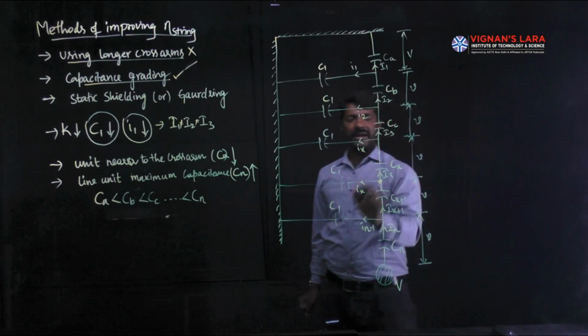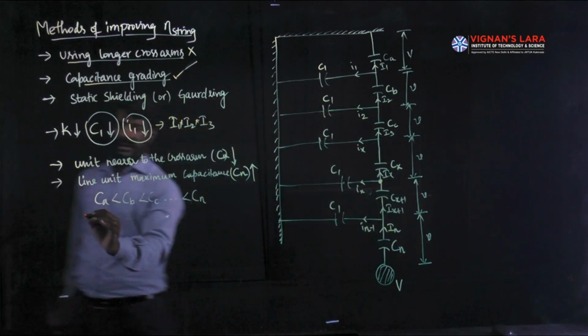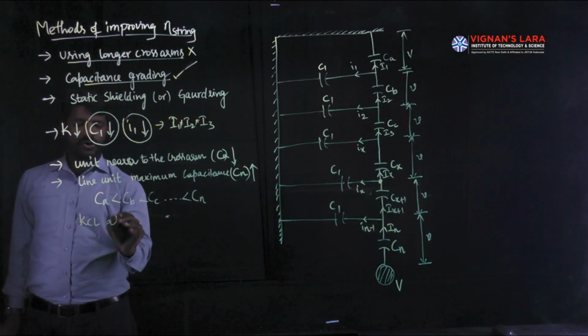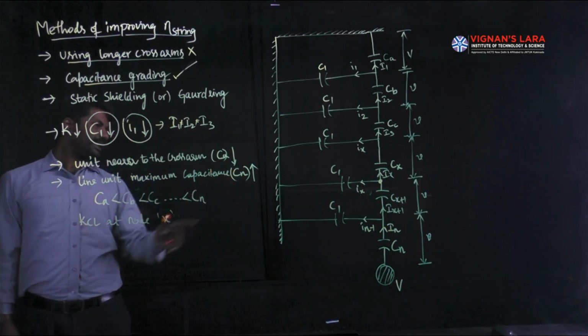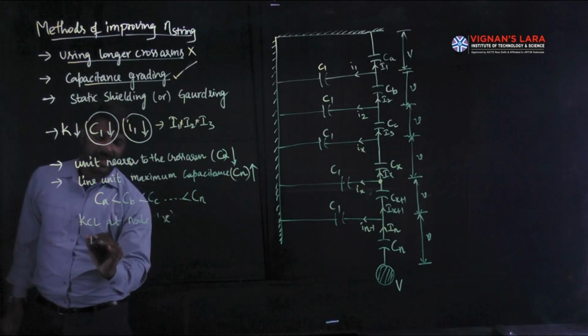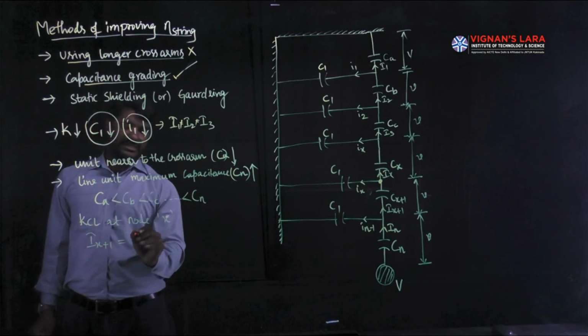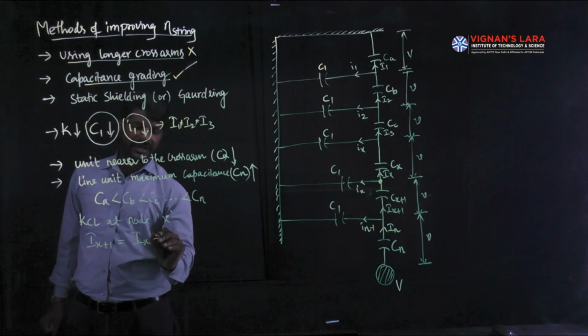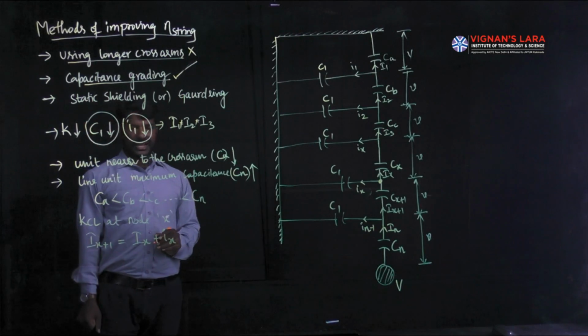Okay, let me write for the xth node. At the xth node, applying KCL at node X, the incoming current to that xth node, IX plus 1, is equal to the sum of leaving currents, capital IX plus small ix.